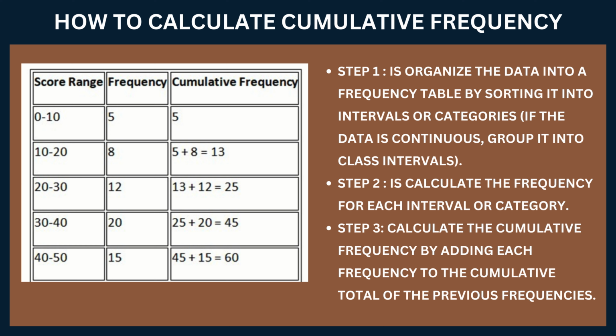For example, consider a dataset that represents test scores. In this table, the cumulative frequency for the 20 to 30 range is 25, meaning that 25 scores are below 30. The final cumulative frequency is 60, which is also the total count of scores in the dataset.